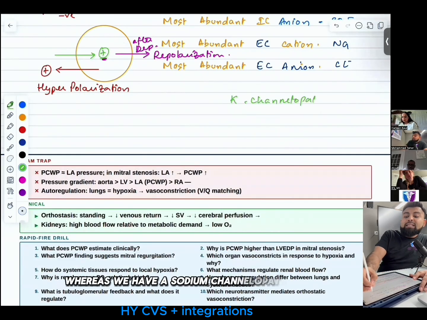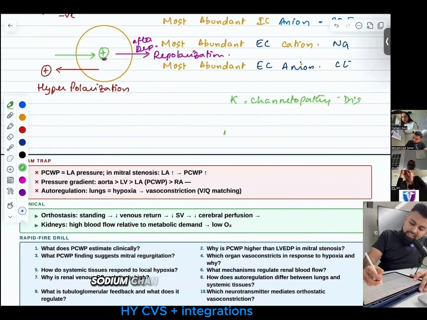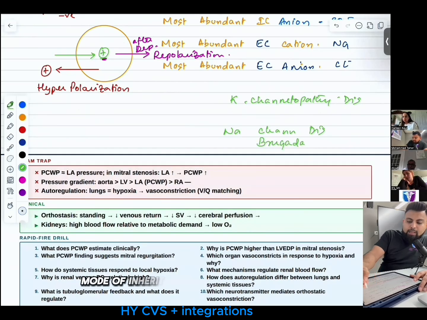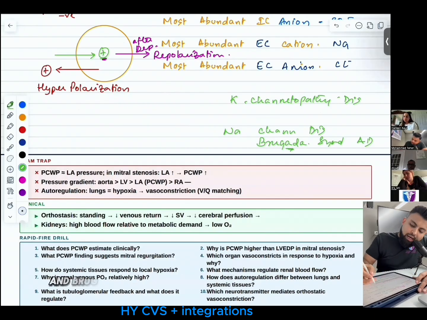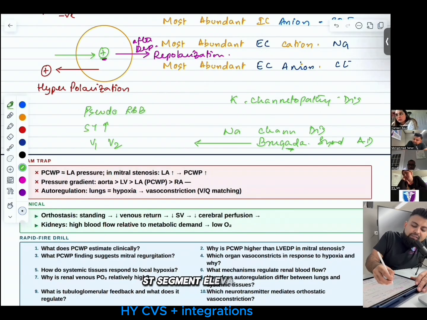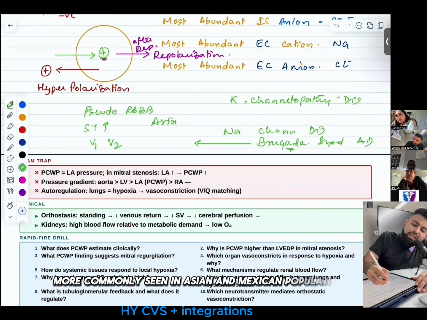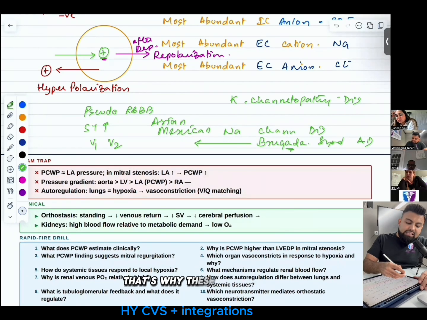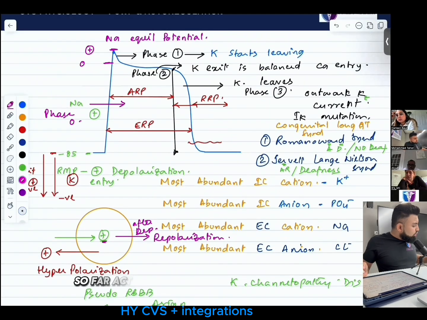Whereas we have a sodium channelopathy disease, Brugada, whose mode of inheritance is autosomal dominant. Brugada syndrome is associated with pseudo-right bundle branch block and ST segment elevation, more commonly seen in Asian and Mexican populations, on chromosome number 3. It is associated with sudden cardiac death. That's why these individuals require defibrillators.